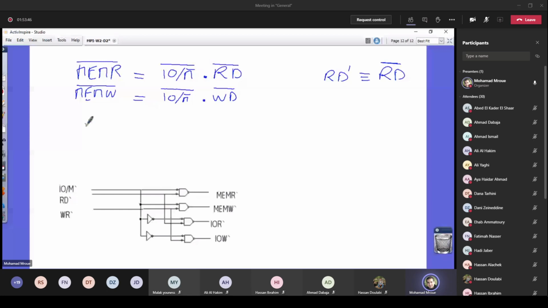اوكي، طيب اي متى بيكون في عندي انبوت اوتبوت ريد، وقت يكون عندنا الاي او ام بار بتكون ترو، مش فولس، تايمز ريد بار. هلا ليه حطيت بار؟ لانه اتس اكتف لو.